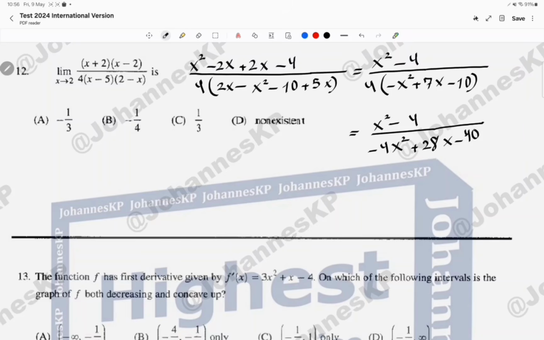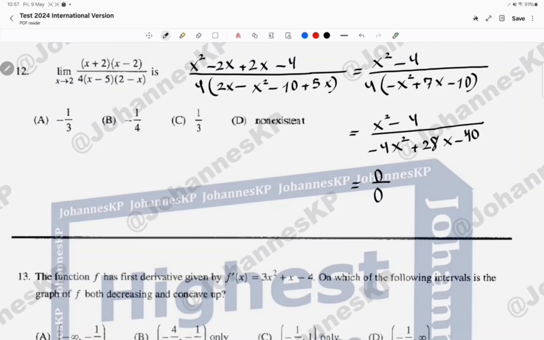shall we plug in 2? If I plug in 2, the numerator will be 0, so I'll get 0 over 0. So no, don't plug in the 2. Let's try something else.